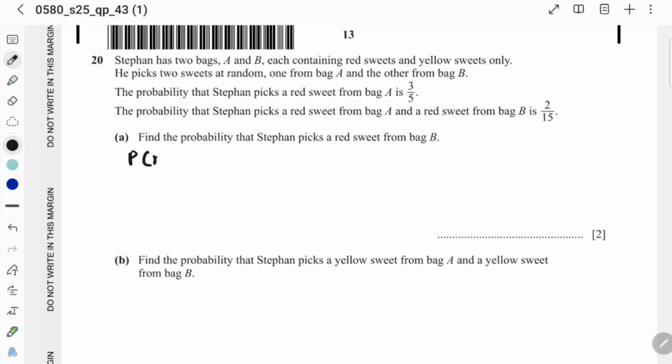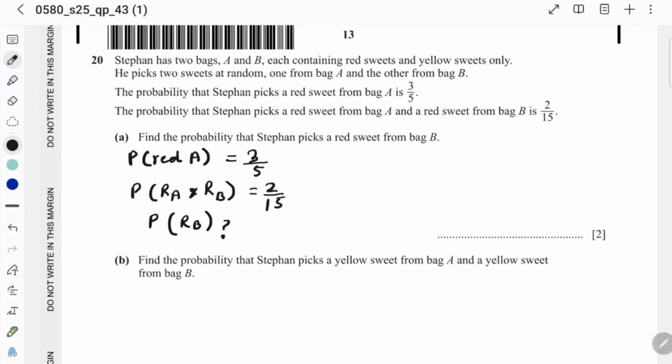So the probability of red from bag A is 3 over 5, as given. Alright. The probability that Stephen picks a red sweet from bag A and a red sweet from bag B, that is, probability of red from A and red from B, is 2 over 15, given in the question. Find the probability that Stephen picks a red sweet from bag B. That is the question.